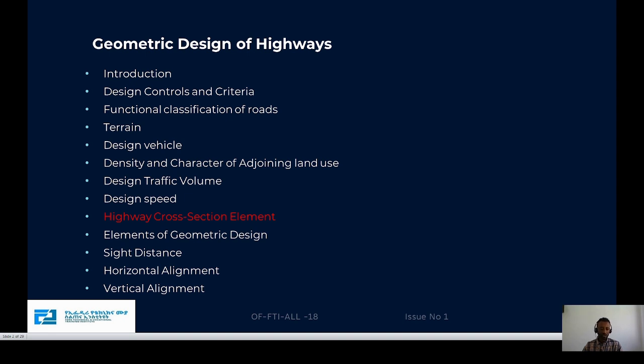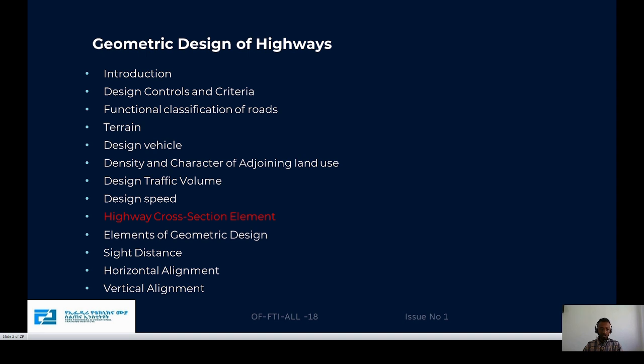The first is flat terrain. For flat terrain, the slope is between 0 up to 3%, and the other classification is rolling, from 3 up to 25% slopes, and mountainous is 25 up to 15, and lastly the escarpment type of terrain is greater than 15% of slopes.